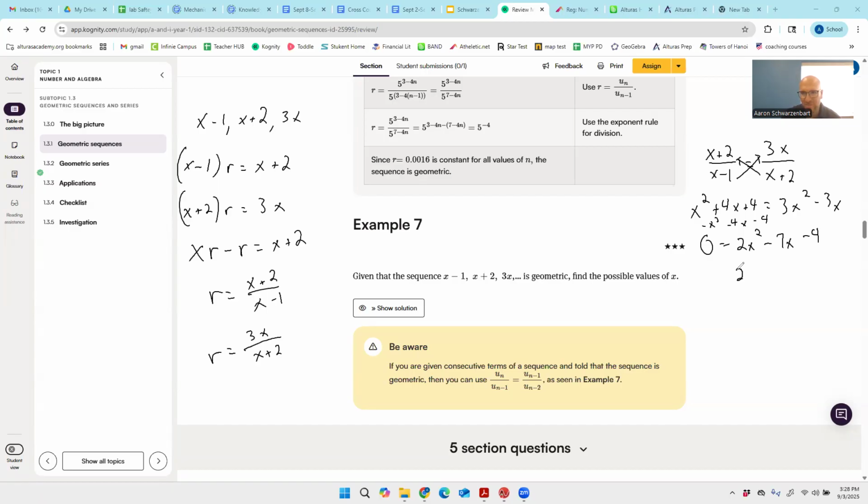I think this factors: 2x plus 1 and x minus 4. Yes. x equals negative 1/2 or 4.